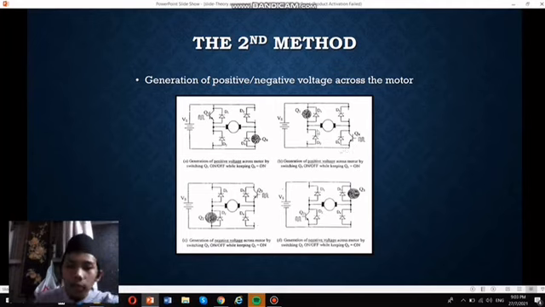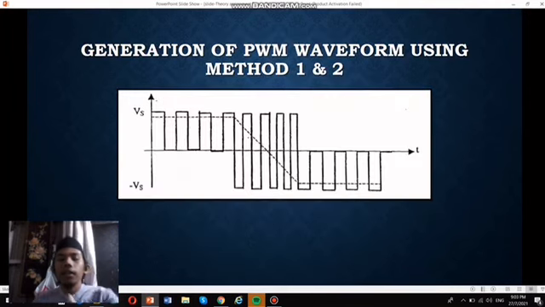This is to make the positive voltage. While to make negative voltage, we use Q2 or Q3. The other one must always be kept on, and the other one is on or off. Let's say here, in C, you make Q2 always on and Q3 on or off. And in the figure D, Q3 is always on and Q2 is on or off. This is the waveform of PWM using method 1 and 2.